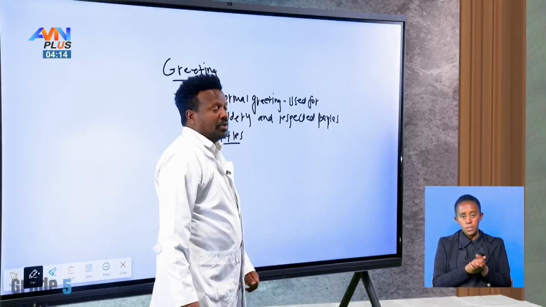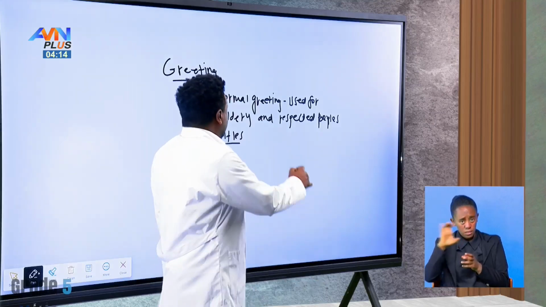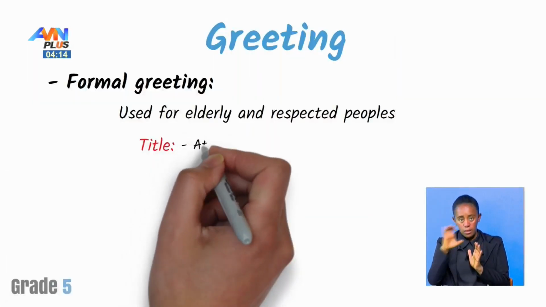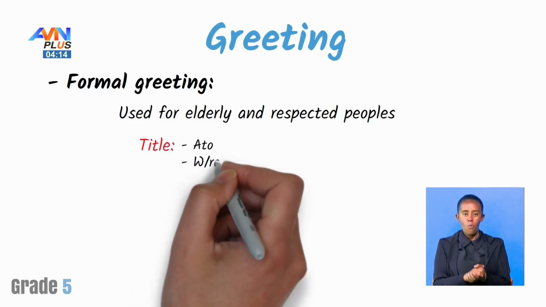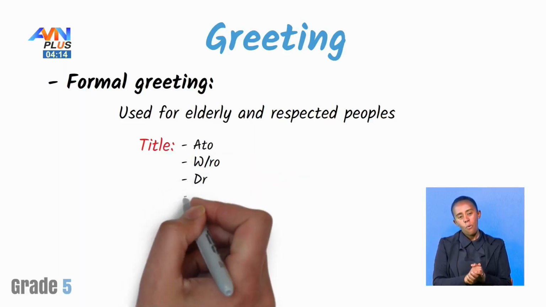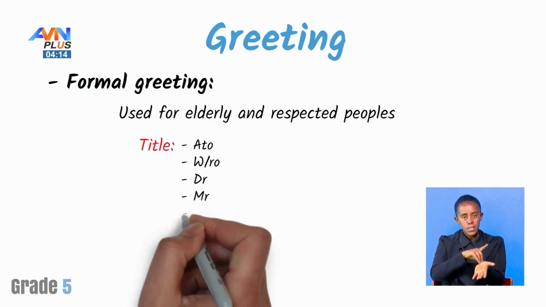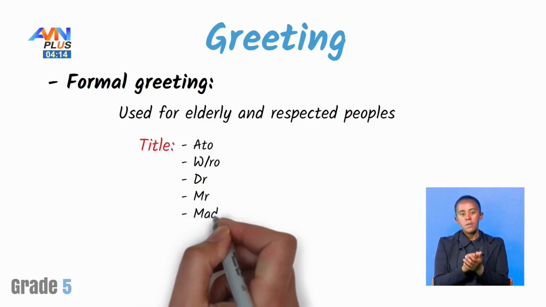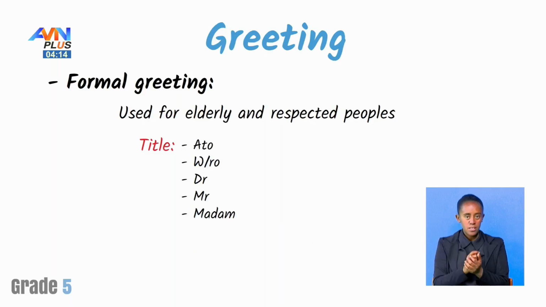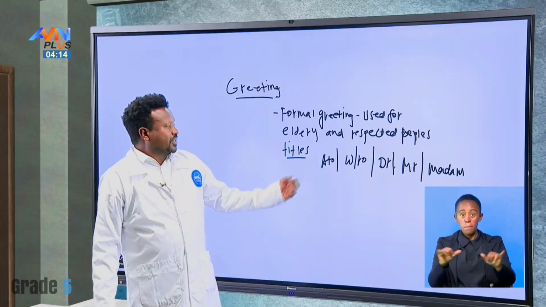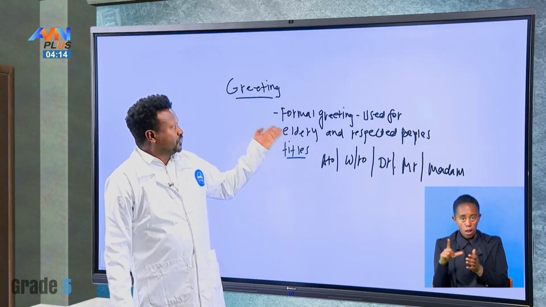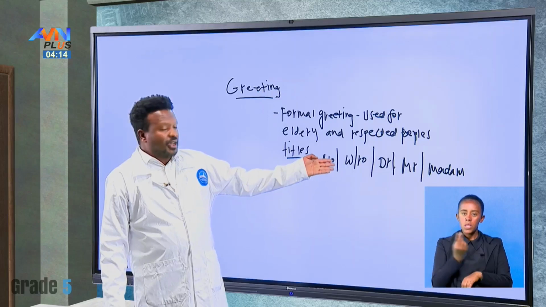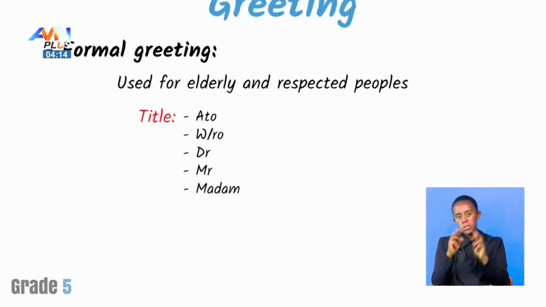You know what titles means? All right. Titles are like Ato, Wezero, Doctor, Mr., Madam, etc. These are some examples of titles. So when we greet people formally, we use these titles before their names. Let me give you some examples.